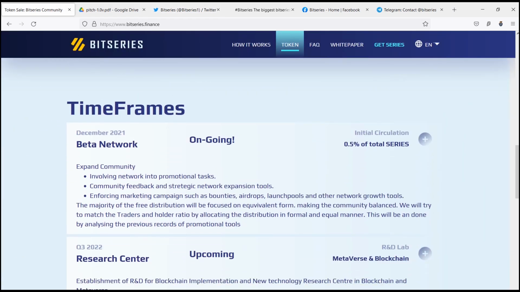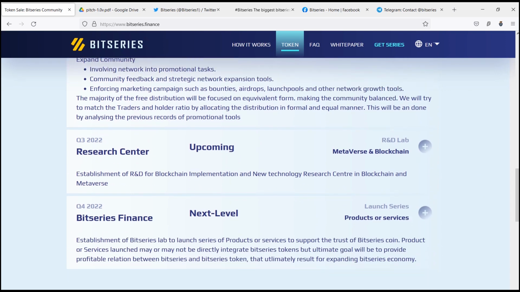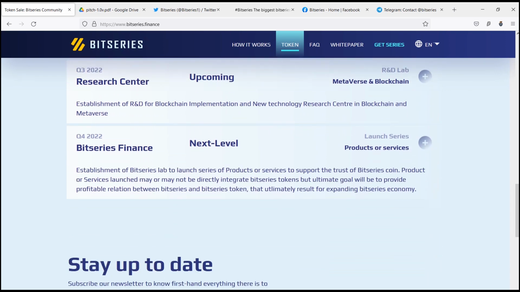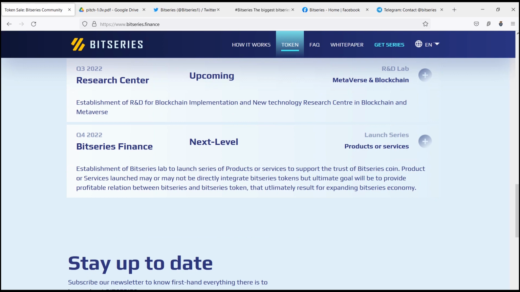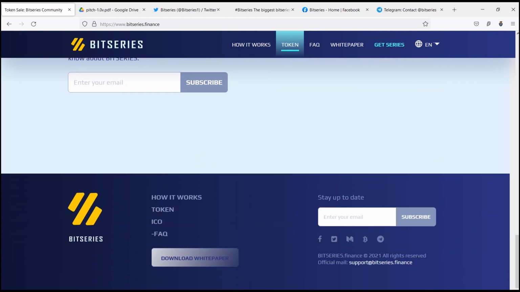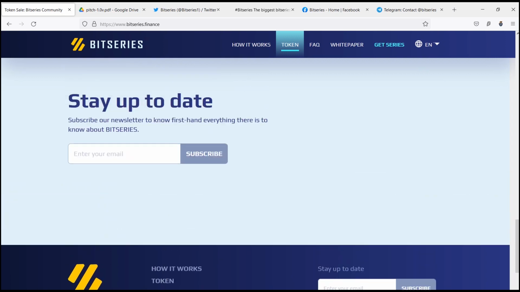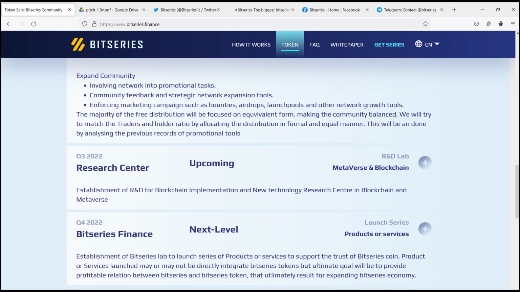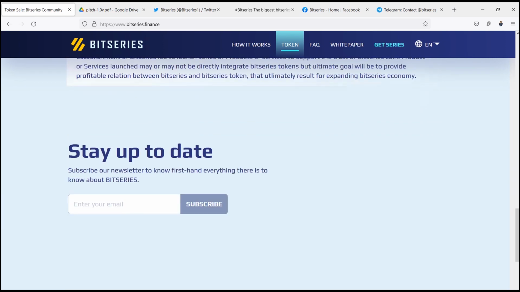The Bitseries Lab will serve as a research and development center for Bitseries cryptocurrency. It will be responsible for creating new products and services that support the Bitseries ecosystem. It is a digital marketplace that accepts Bitseries crypto as payment.